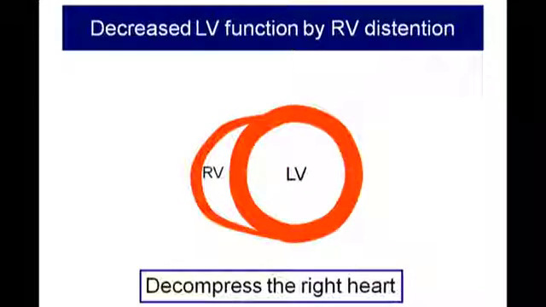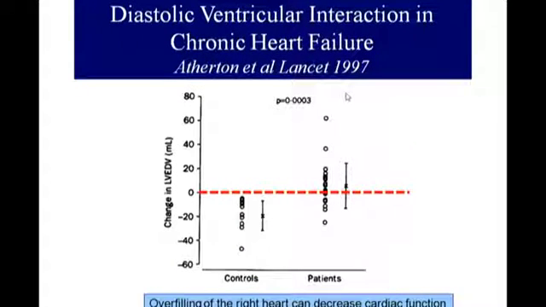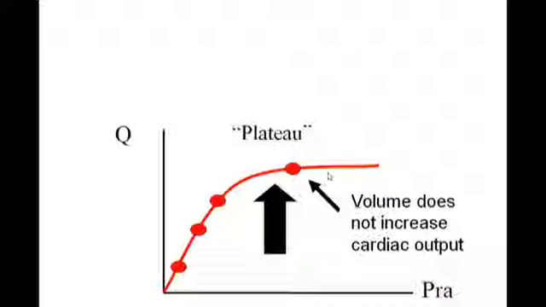A very dramatic study by Atherton et al., Lancet, 1997: they took some normal subjects and subjects with decompensated heart failure and applied lower body negative pressure. In the normal subjects, as you expect, their left hearts got smaller, but in the patients with decompensated heart failure, they actually got bigger or stayed the same and functioned better.